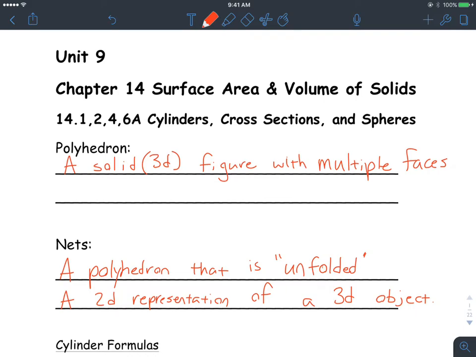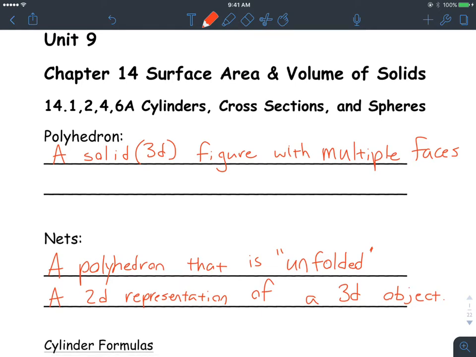Alright, here we go. We've got Unit 9 here. We are starting our three-dimensional figures unit. So the first thing here, we've got a couple of vocab words. Polyhedron: this will be a solid three-dimensional figure with multiple faces.